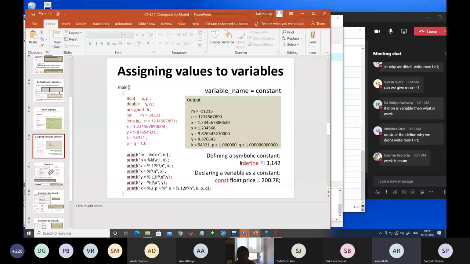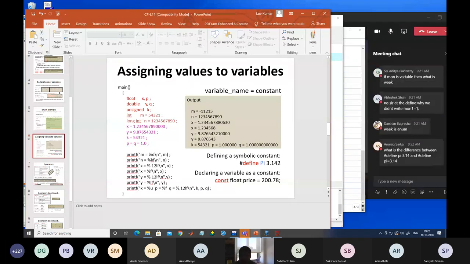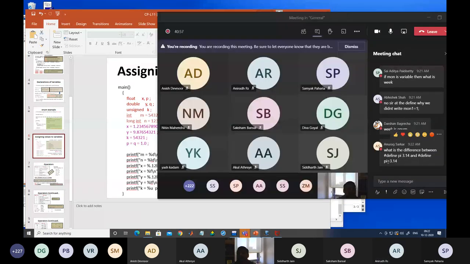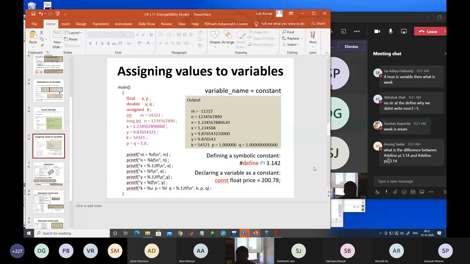Now we are going to see how to initialize the value. Whatever questions related to enum, we will discuss after 9:50. We cannot use the equal to operator when you are writing #define.